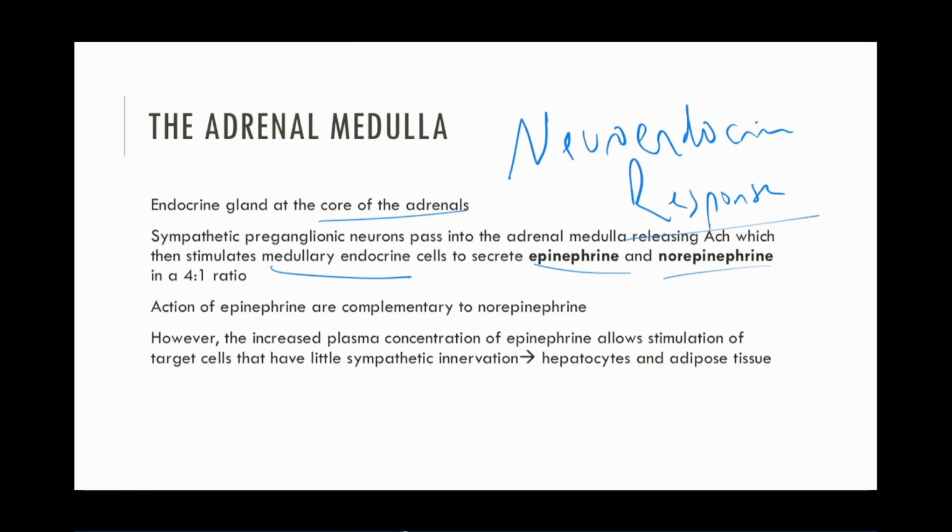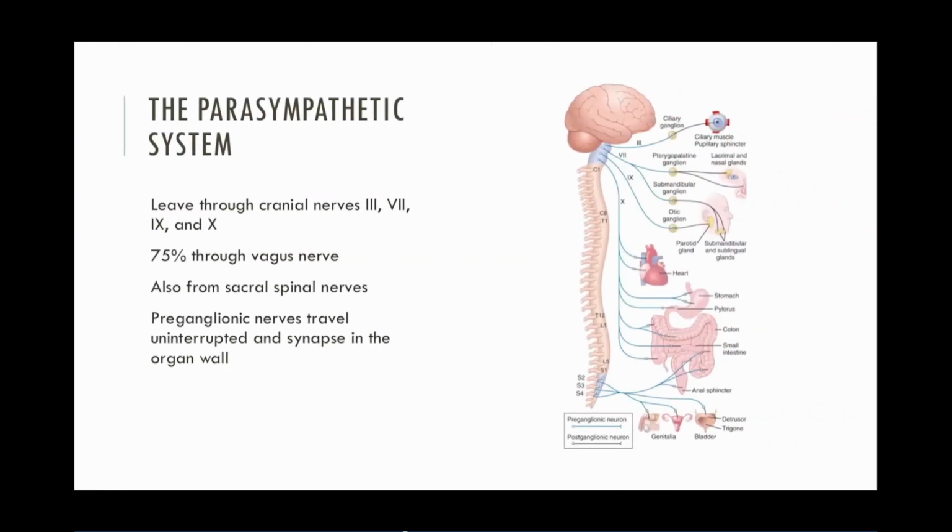But again, these are sympathetic hormones. These are adrenergic. So we're going to do the alphas and the betas. So that is the sympathetic system and how that is set up. Let's talk now about the parasympathetic system and how that is set up.